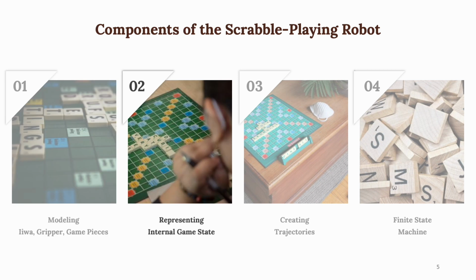The second component is representing the internal game state. This is useful for the Scrabble solver, as we need an updated board state to find the next best word to play, and also for deciding our trajectories. The game state includes modeling the board, holder, and the bag.